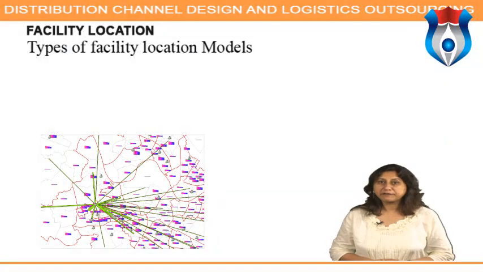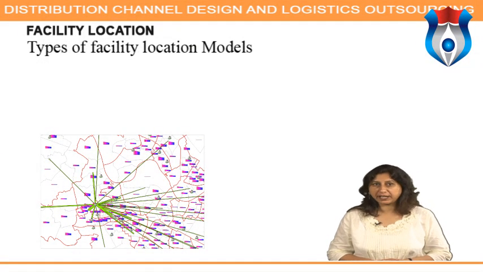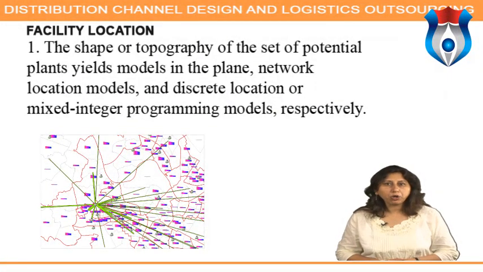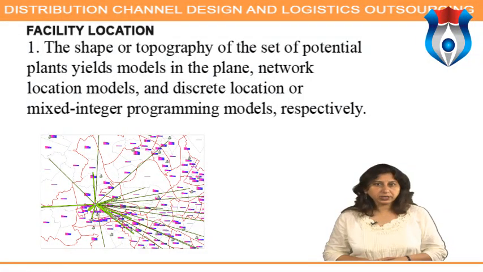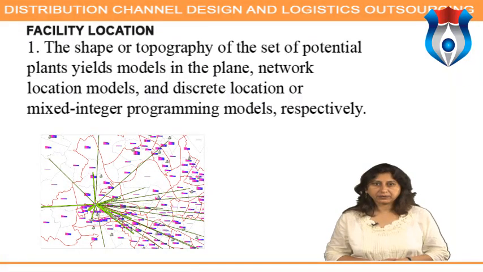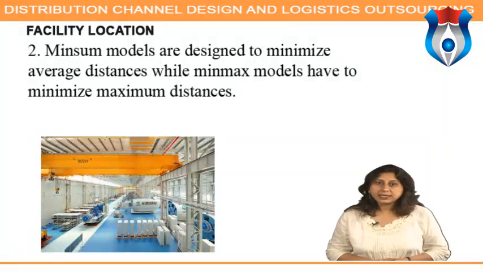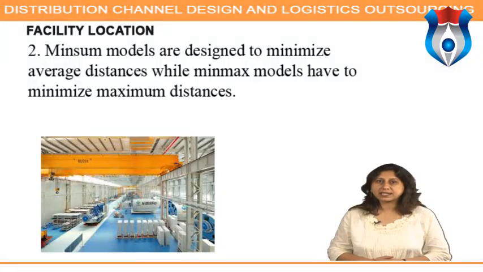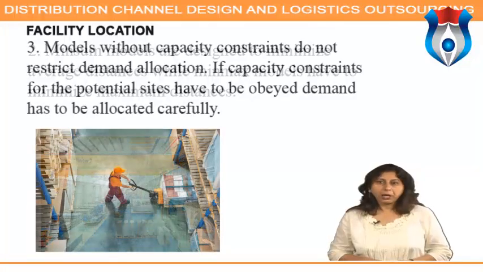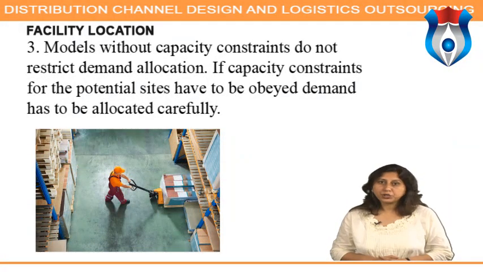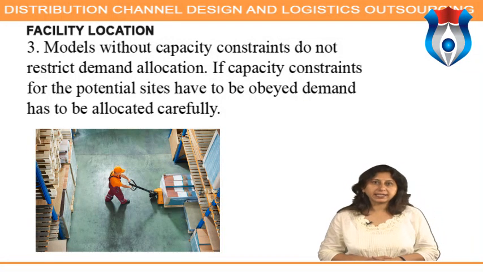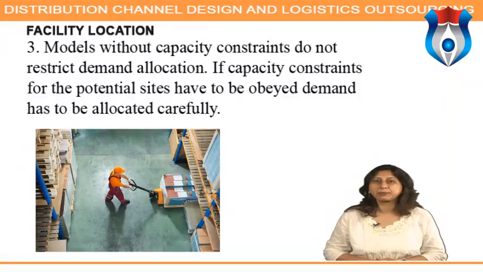Types of models. Facility location models can be broadly classified as follows. The shape or topography of the set of potential plants yields models in the plane, network location models, and discrete location or mixed integer programming models respectively. Min-sum models are designed to minimize average distances, while min-max models have to minimize maximum distances. Models without capacity constraints do not restrict demand allocation. If capacity constraints for the potential sites have to be obeyed, demand has to be allocated carefully.